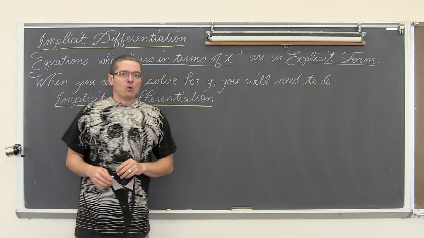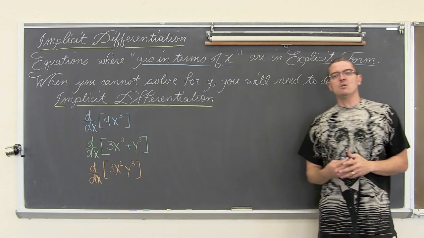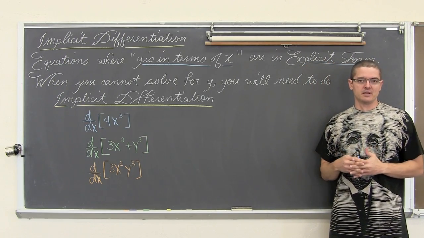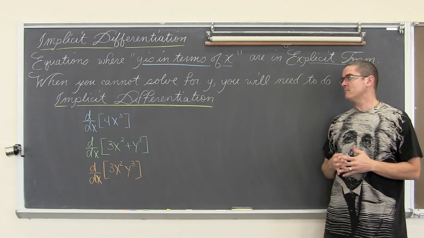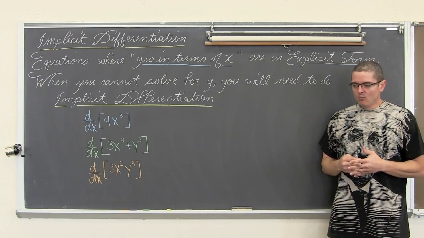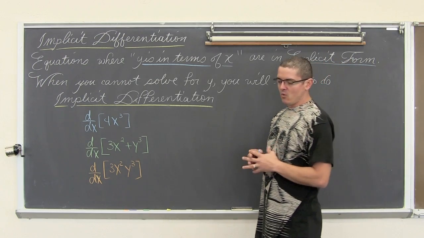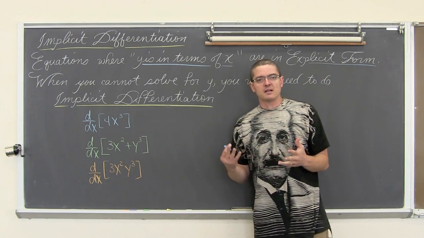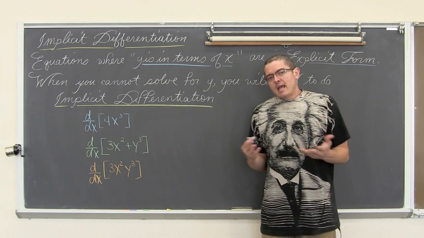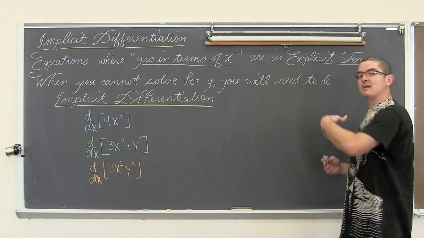Those are in explicit form. Well, some equations are very cumbersome to deal with in explicit form, or just downright basically impossible to get into explicit form. So for those problems, we're going to use implicit differentiation. What that means is we're going to find the derivatives of both sides of the equation with respect to, usually, x. And when we get to the y, we'll just have to deal with it like this.